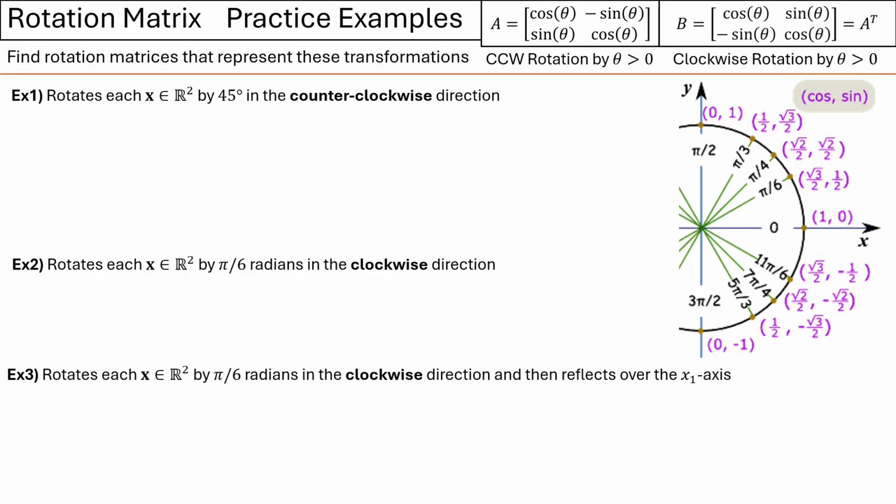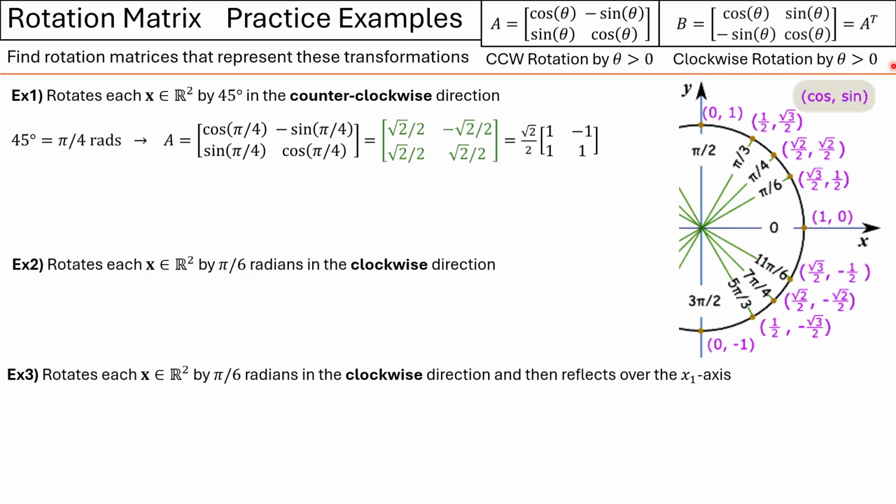Here are 3 practice examples to get comfortable building rotation matrices. At the top, we have our 2 standard templates, matrix A for counterclockwise rotation and matrix B for clockwise rotation. Example 1 asks us to rotate any vector by 45 degrees in the counterclockwise direction. 45 degrees is equivalent to pi over 4 radians. Since we're moving counterclockwise, we plug this angle into the matrix A template, and the cosine and sine of pi over 4 are both root 2 over 2.